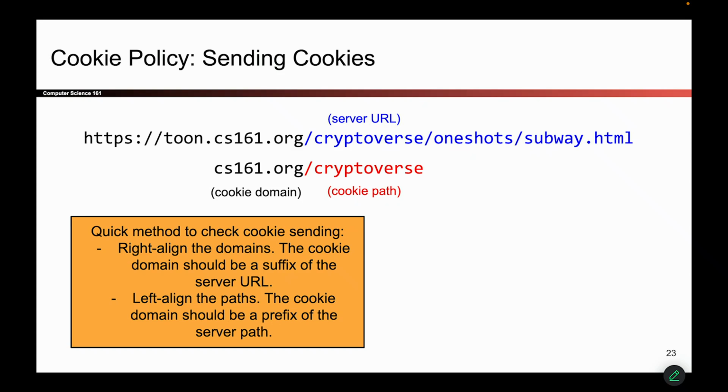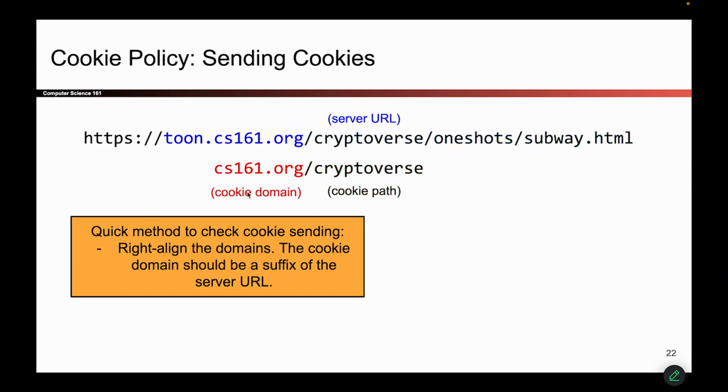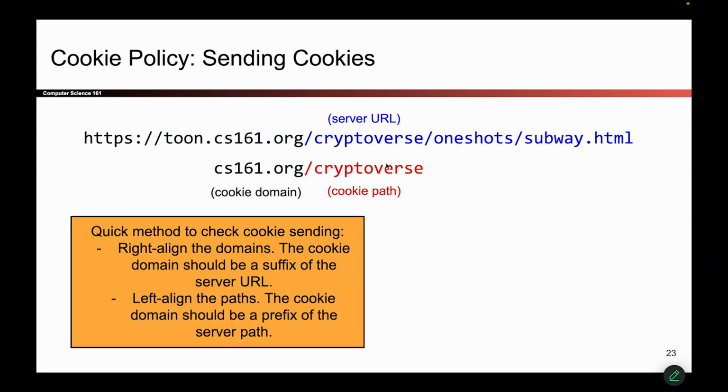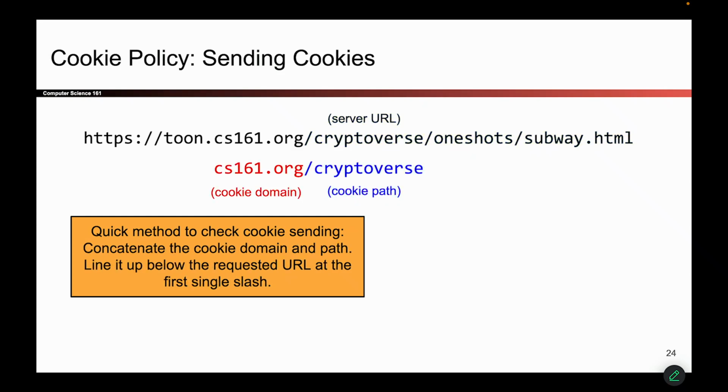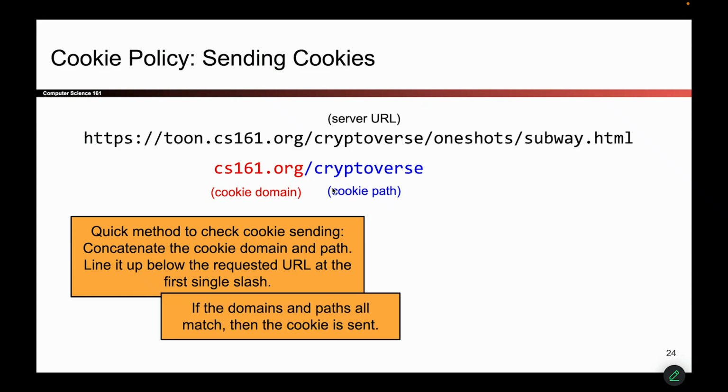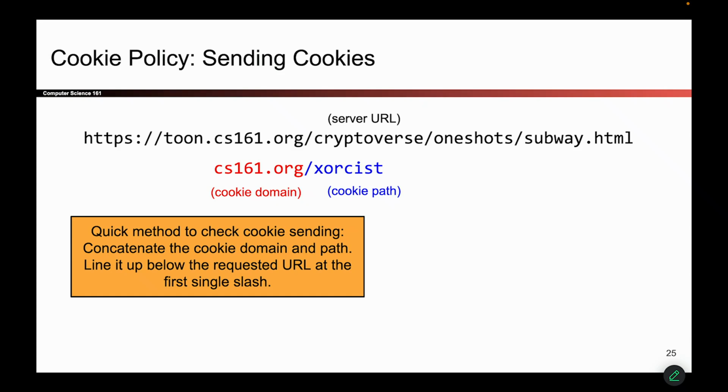Now, if you want to be more formal, you can say that this has to be a suffix of this. In other words, the value in blue has to end in the value in red. And to be more precise, on the path side, we can say that the value in blue has to begin with the value in red. But I never remember that stuff, so I just line this up and check both sides and see if I get matches. That's my little trick for checking if a cookie is relevant. So if both of them match, then I say this is a relevant cookie, and I send it along with this particular request.